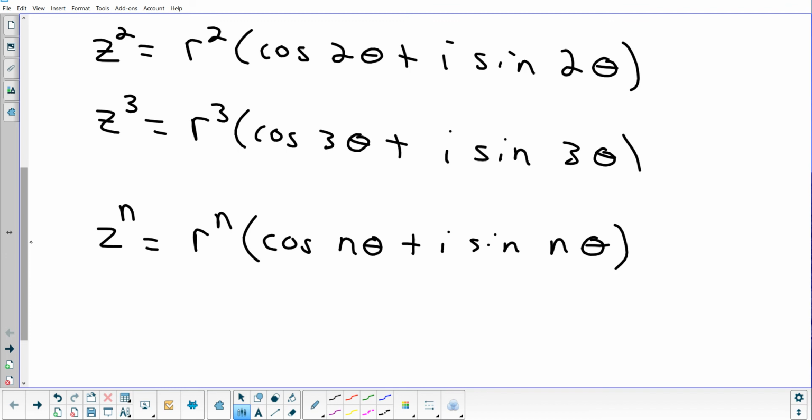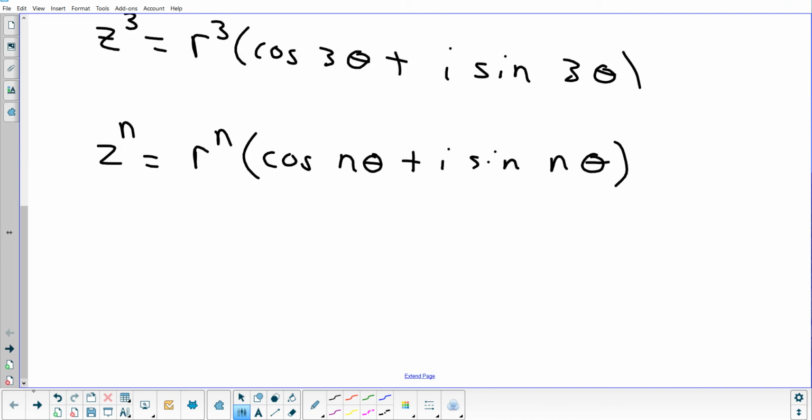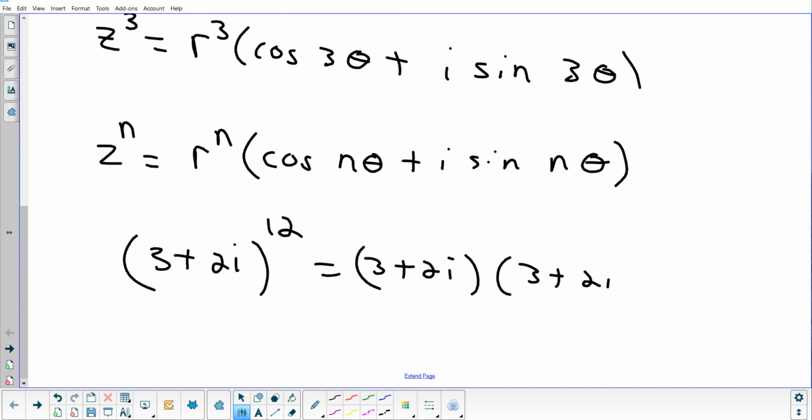So this formula really saves us a lot of time to raise something to a power, because imagine you had something in standard form, like 3 plus 2i to the 12th power. If you want to do that, and you're not in trig form, that means you have to write 3 plus 2i 12 times. And then you have to FOIL every set of parentheses together. Right? That's going to take a long time in standard form.